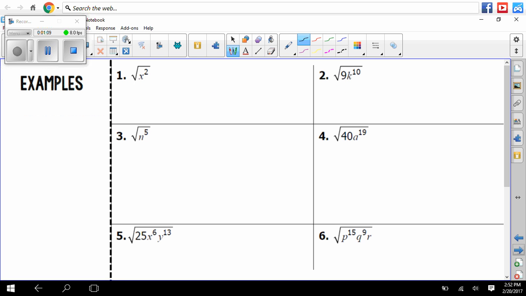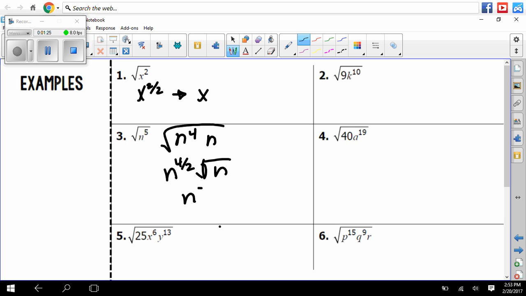So here we go. X squared. Well, that would just be x to the 2 divided by 2, which is just x. This one's going to be n to the 4th and an n. So it's n to the 4 over 2 radical n, which is n to the 2nd radical n.